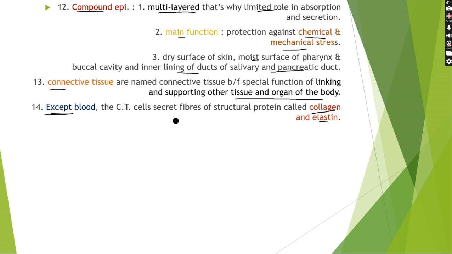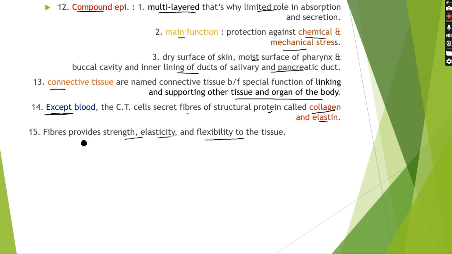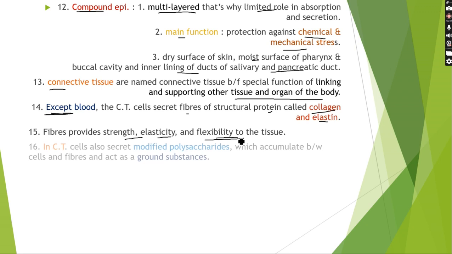Except blood, the connective tissue cells secrete fibers, okay, that can be collagen or elastin fibers of structural protein. And that's why blood is known as false connective tissue because of absence of this collagen and elastin. Then fiber provides strength, elasticity, and flexibility to the tissue.